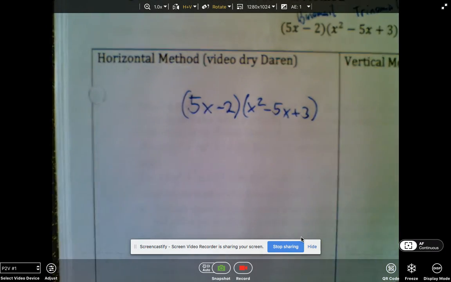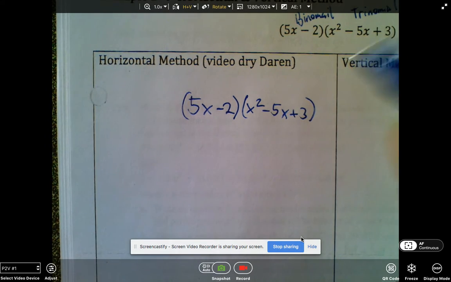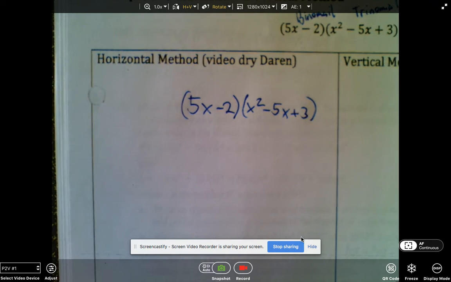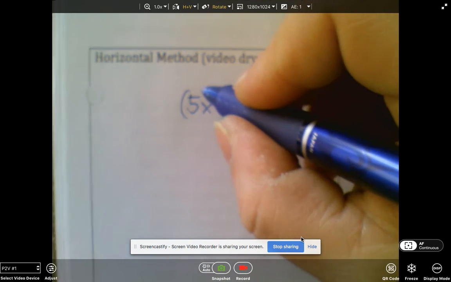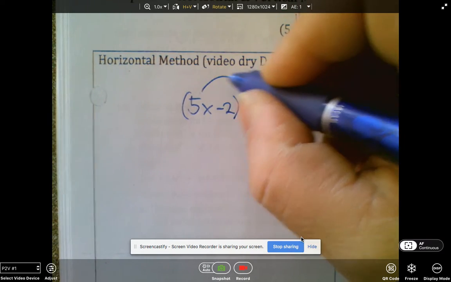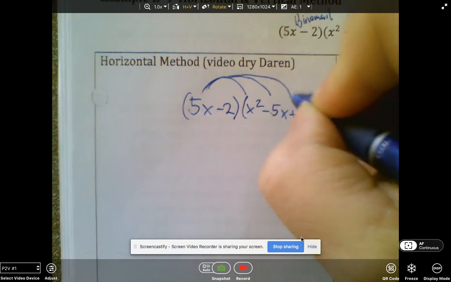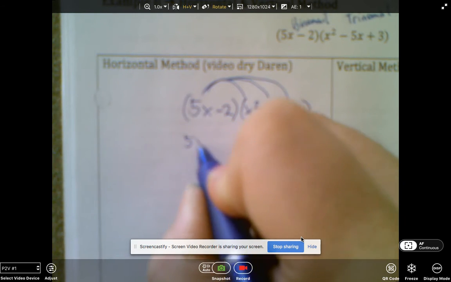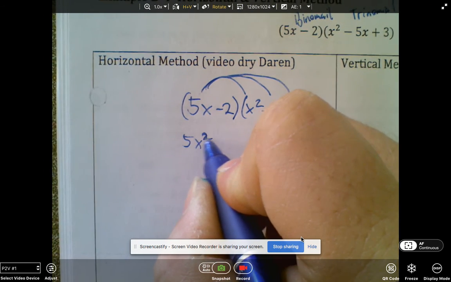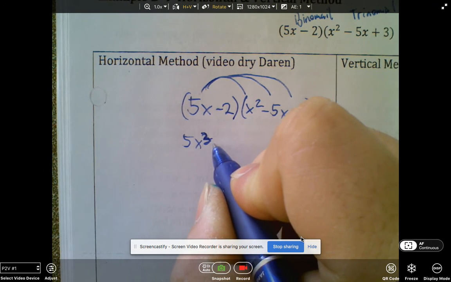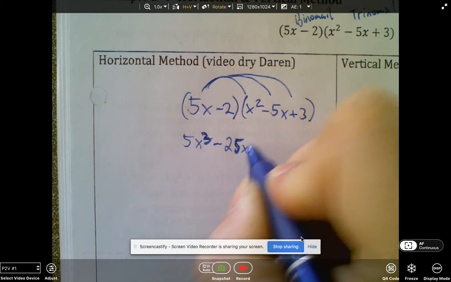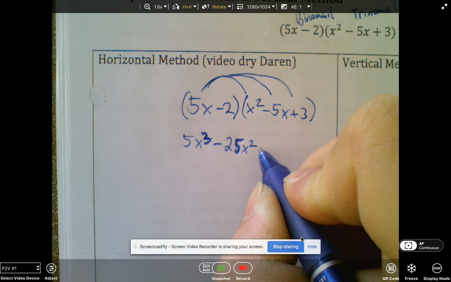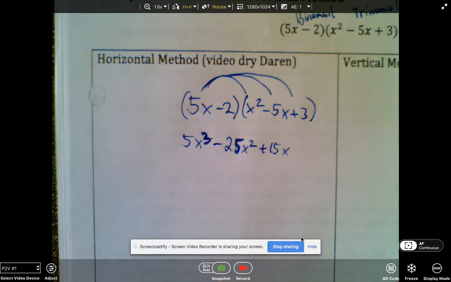If I remember this correctly, we're basically going to distribute each term to the inside and write it as one long string. So we'll start with 5x times the entire trinomial. This would give you 5x cubed, minus 25x squared, and then plus 15x.